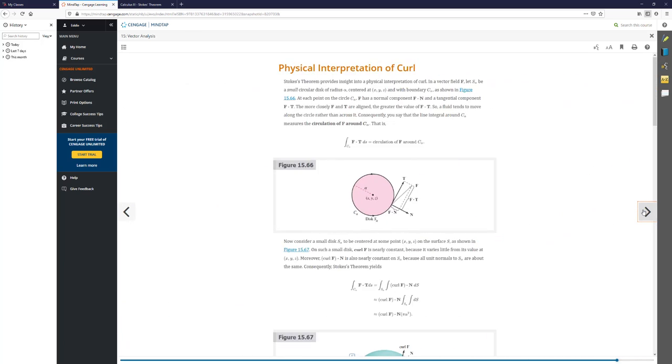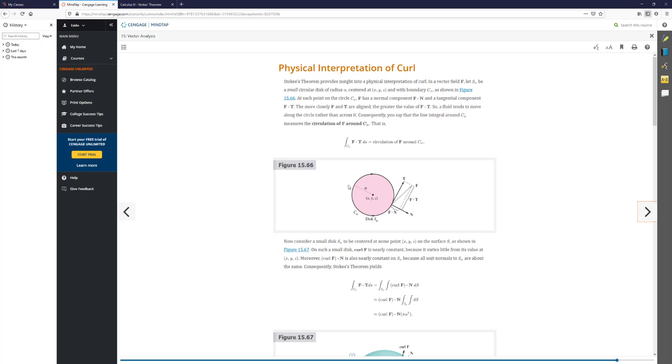There was one other thing that I wanted to mention, this physical interpretation of the curl. This could be used in fluids, and it says, let me just read through this real quick. Stokes theorem provides insight into physical interpretation of the curl in a vector field F. Let S sub alpha be a small circular disk. So this is the disk S sub alpha of radius alpha, centered at XYZ with a boundary of C.